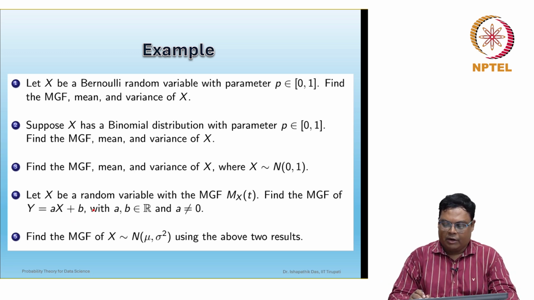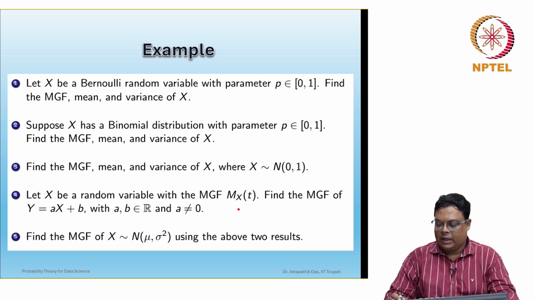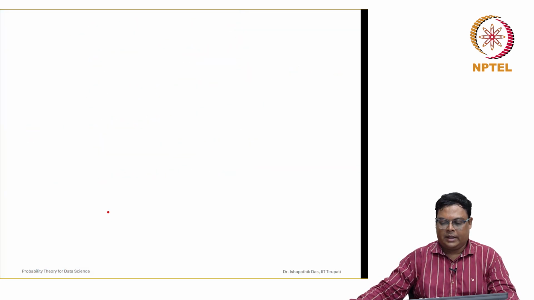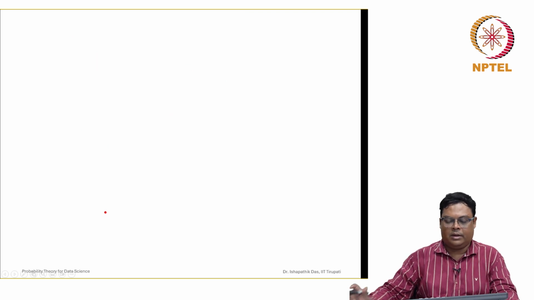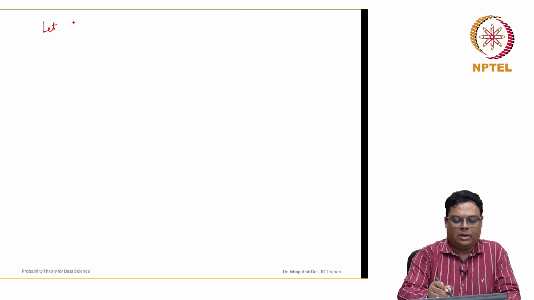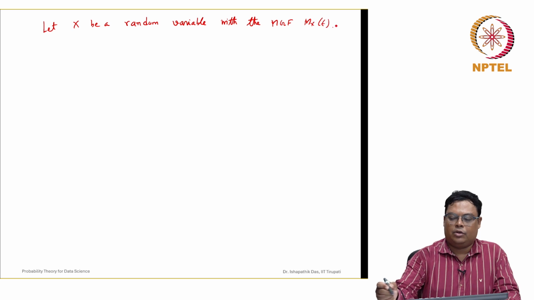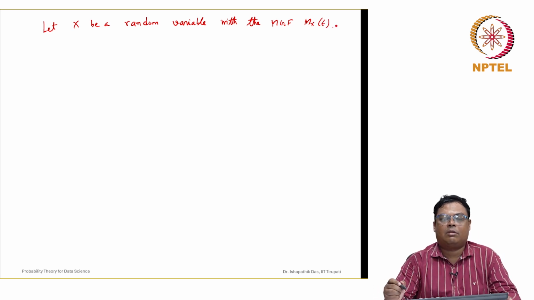Let x be a random variable with moment generating function Mx(t), and find the moment generating function of y, which is a transformation of the random variable, ax plus b. So let x be a random variable with the moment generating function Mx(t). This is a general function. For a particular random variable, suppose it is normal 0, 1, then it will be e to the power of t square by 2. But in general, we write Mx(t).